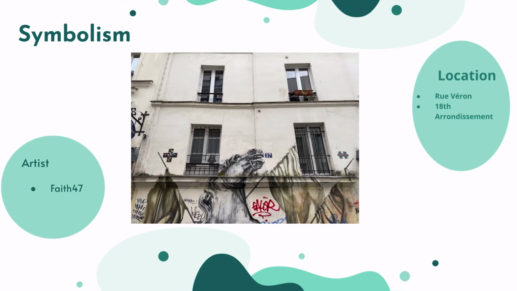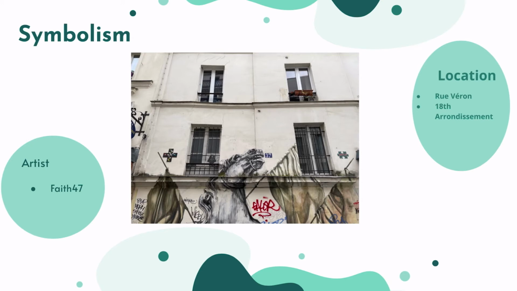Now, Faith 47 takes a lot of inspiration from horses and free spirit. A lot of her murals have horses involved in them. Now, for this specific piece, the horse was used to represent the violently free spirit of France, and much like a horse, just really untamed and reckless, such as the horse being depicted in this photo.